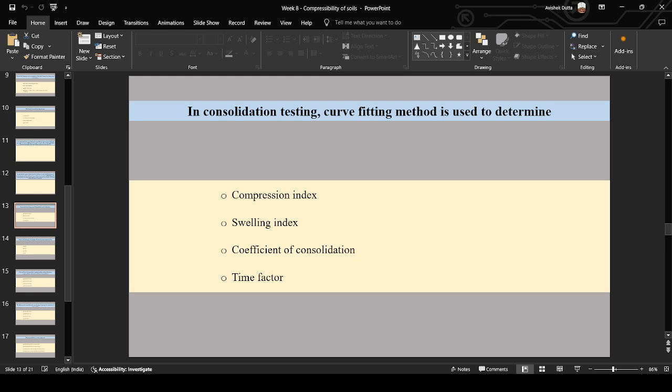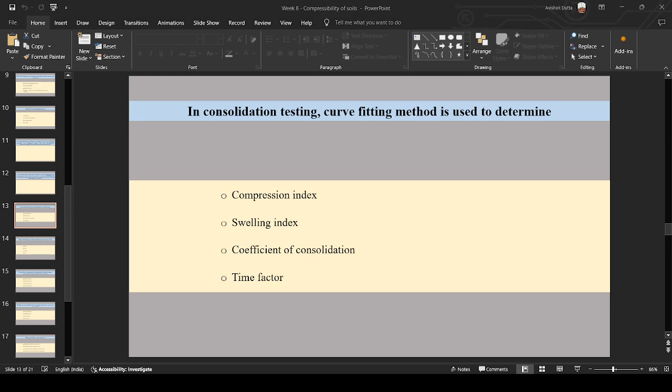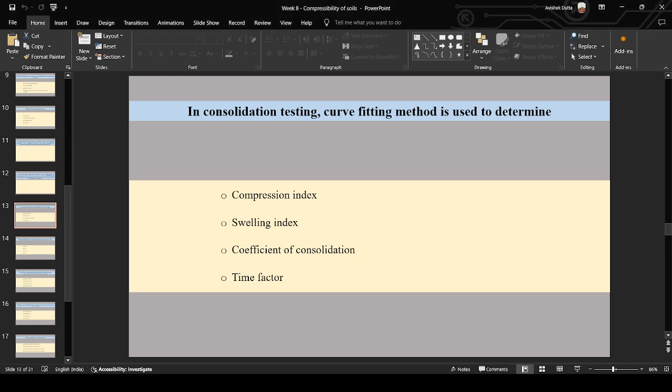Okay. This is slide number 13. That means this is question number 11. I'll just repeat this question for the one who have joined right now. In consolidation testing, curve fitting method is used to determine. The options are compression index, swelling index, coefficient of consolidation, or time factor. Which among these parameters can be found out using curve fitting method?